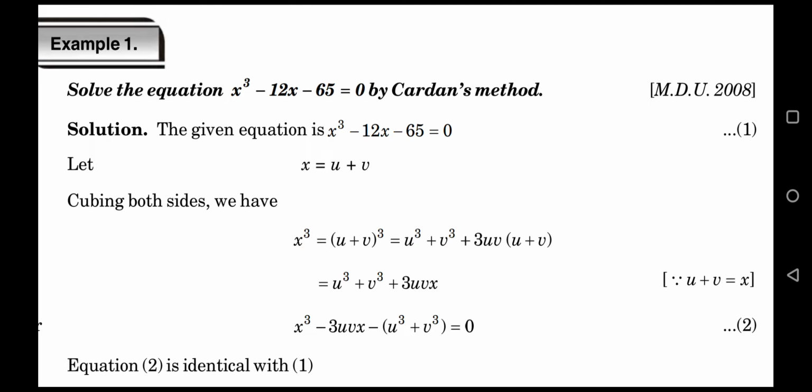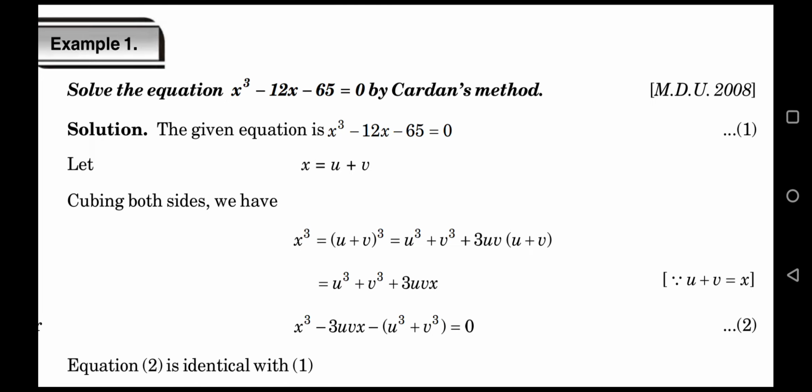Given equation is x cube minus 12x minus 65 equal to 0. Coefficient of x square is already 0. Second term is already missing. We can observe that. Now applying Cardan method. If the second term is present there, first of all remove the second term. After that you can apply Cardan method.